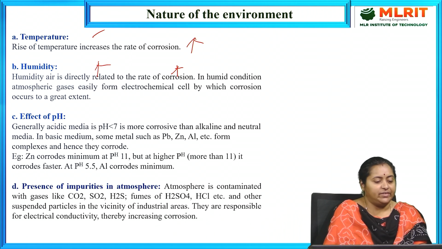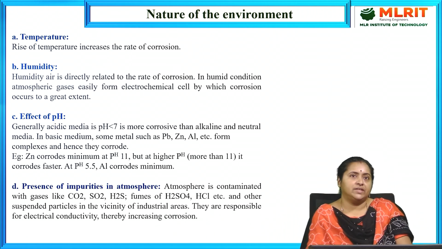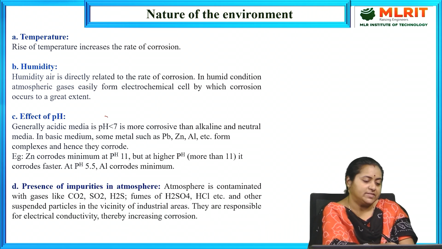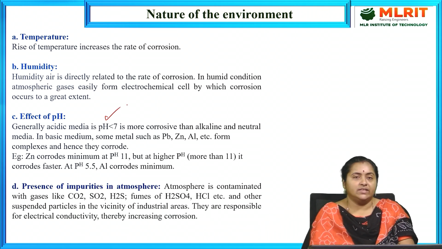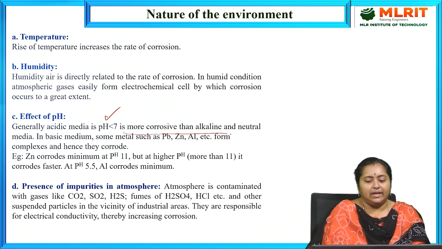And then effect of pH. As I told you, if the medium is acidic, that means pH is less than 7, then there is a chance for speeding up the rate of corrosion reaction when compared to the neutral, aqueous medium, or we can say basic medium. So, if you notice, generally the acidic medium, that is pH less than 7, is more corrosive than alkaline and neutral or aqueous medium.